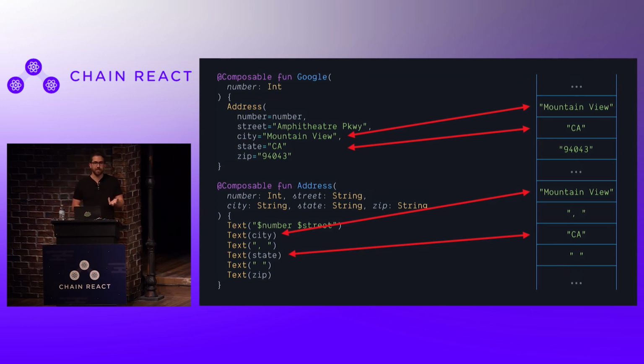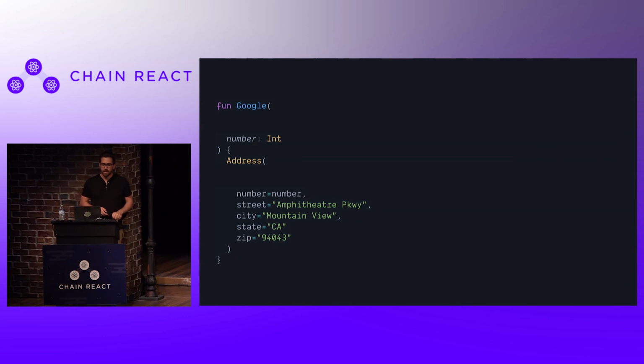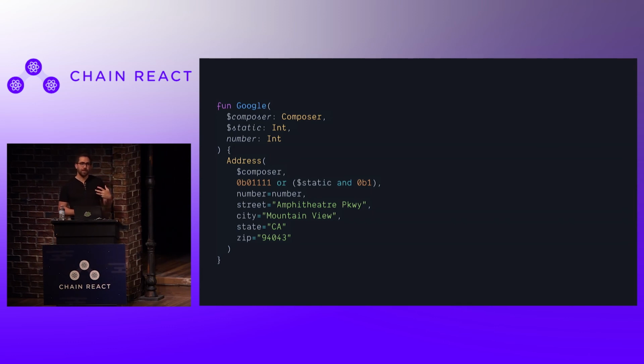And so what if we didn't have to? What if, as a compiler, we could get rid of this inefficiency? And so when we look at the Google component, what if we added another parameter here, which was like a bit field that we're just calling static here? And now I could pass another value into the next composable that determines which of those parameters I know are static.